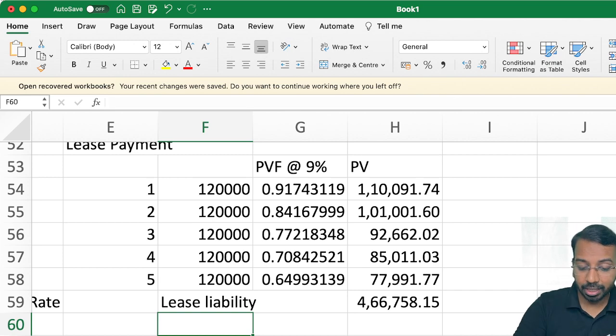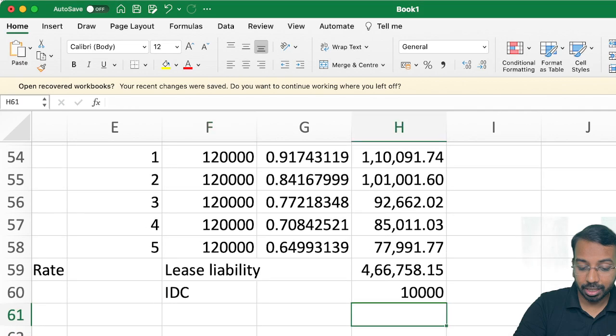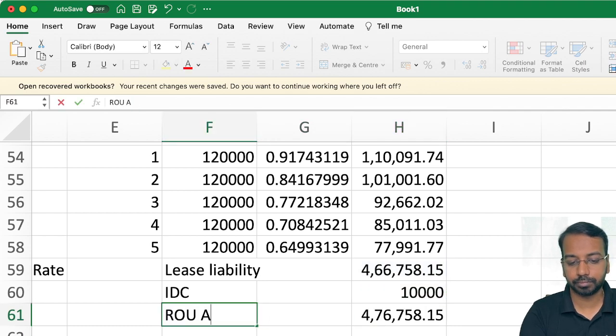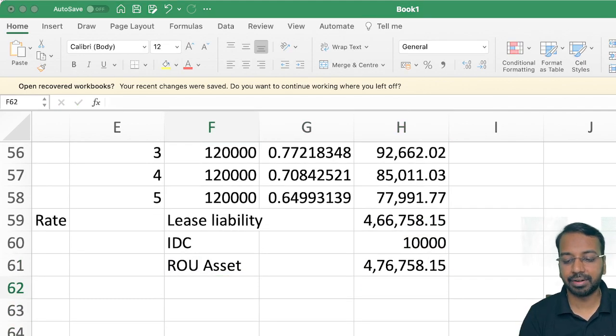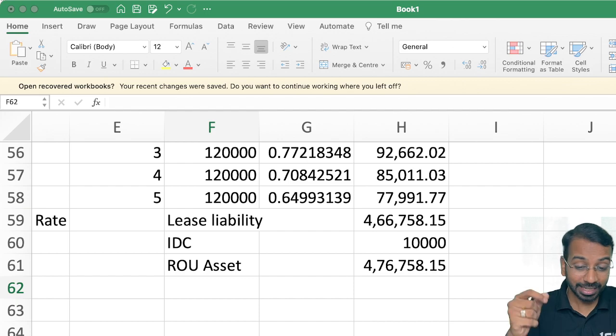And to this you will add, let us say, initial direct cost of 10,000 is incurred, some stamp fees, registration charges and all of that. So my ROU asset will be 476,758. That is how I calculate the ROU asset. Yes, there are more complications. I am just giving you the initial concept, how to calculate ROU asset.